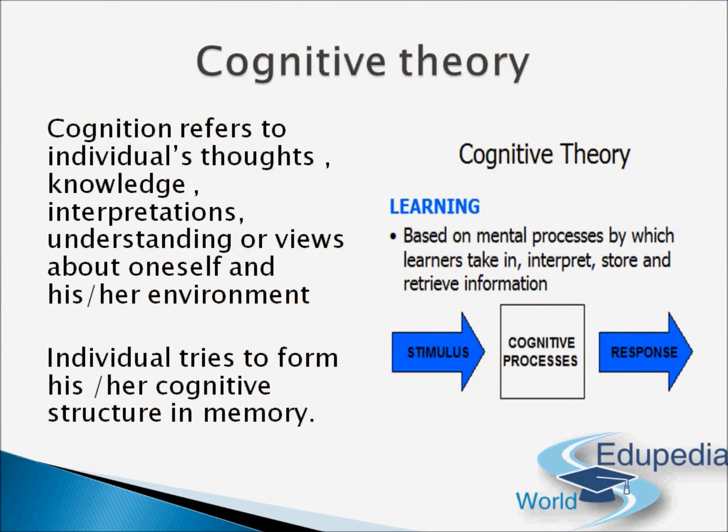Now, the third theory, cognitive theory. Cognition is the process of thinking. So, cognition refers to individuals' thoughts, knowledge, interpretation, understanding, or views about oneself and his or her environment. Individual tries to form his or her cognitive structure in memory. So, cognition is a kind of thoughts, knowledge, and interpretation, the information that we gather. So, in cognitive theory the stimulus takes place and the cognitive process takes place, that we gather some information, and based on that knowledge and interpretation and the information, we have responses. So, based on mental processes by which the learner takes in, interprets, stores, and retrieves information, we get the knowledge. So, it is basically based on the cognitive processes.